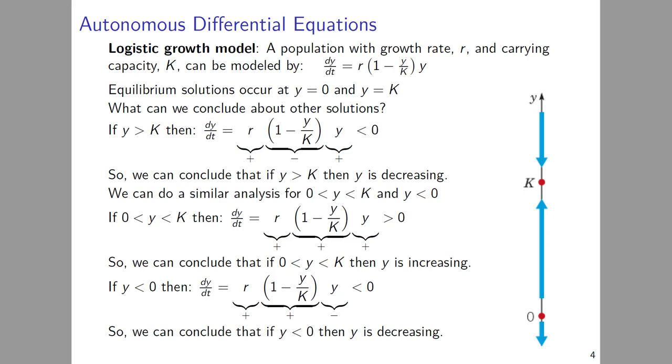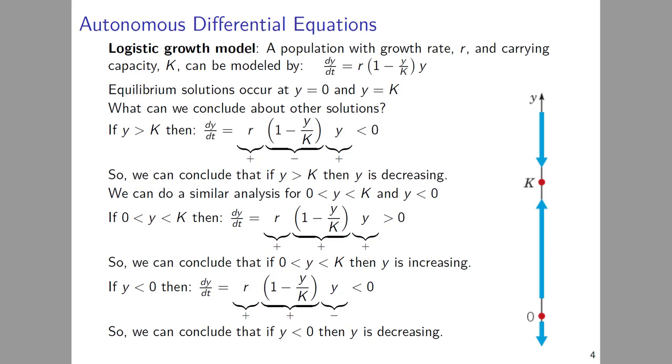The phase line for this differential equation will have values of y that are bigger than k with a negative derivative, and thus the arrow will point down towards k. For values of y between 0 and k, the derivative is positive, and thus the arrow on our phase line points up towards k. And lastly, for values of y less than 0, the derivative is negative, and the values of y decrease down away from 0.